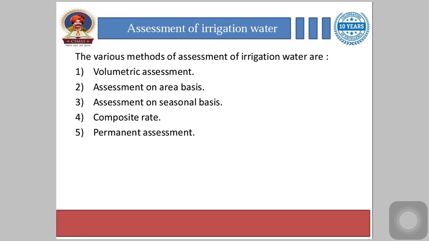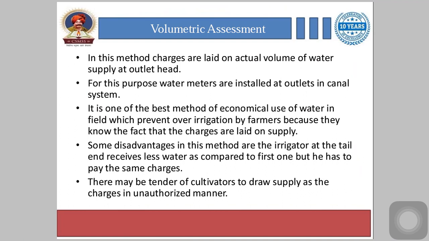In assessment based on area, the charges are levied on the actual area which is under irrigation. In assessment on seasonal basis, it is based on the kind of crop grown in that area in the crop season. In composite rate, the combined land revenue and tax are levied on cultivators. And the last one is permanent assessment. In this case, the farmers are levied at a fixed rate every year, irrespective of whether they use the canal water or not.